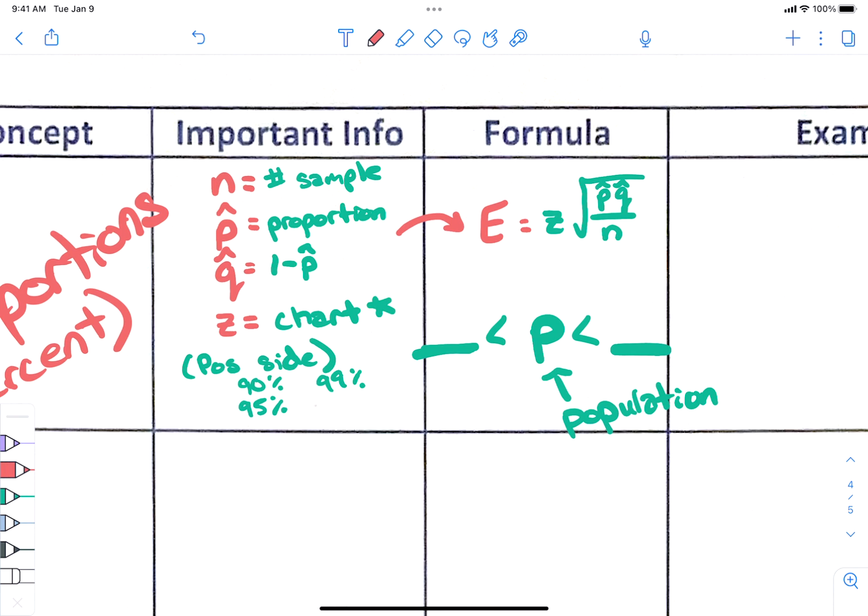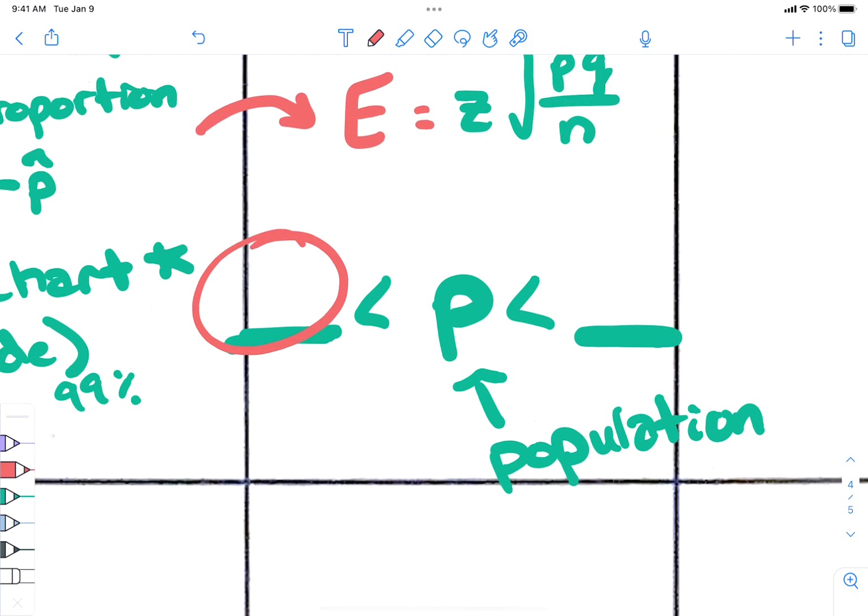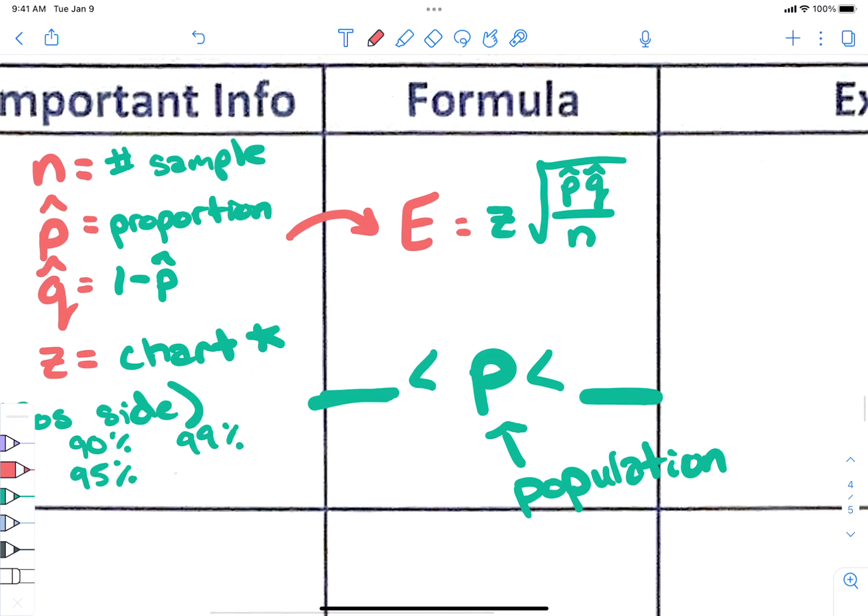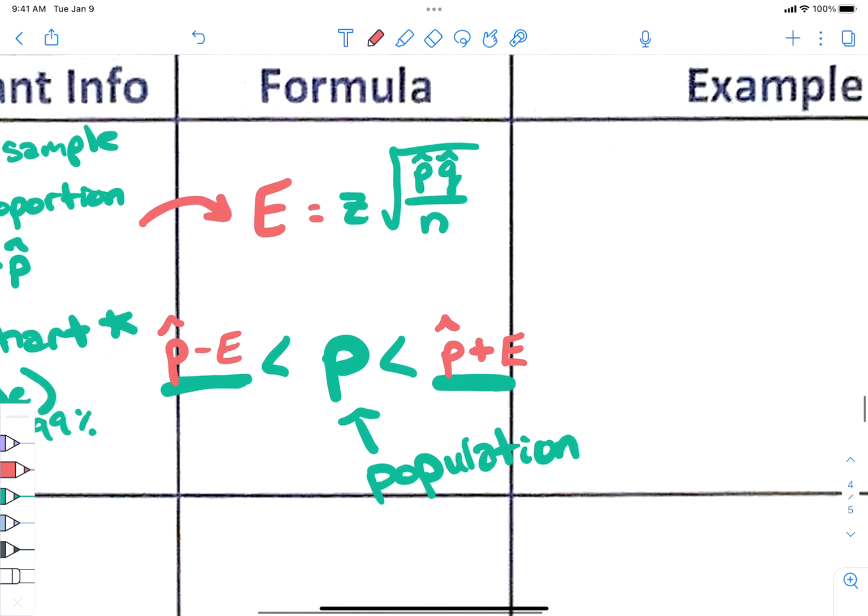So how do I calculate these numbers over here? You add and subtract the error from what? P hat, right? P hat is my estimate for the sample, so I'm going to subtract the error from that on the low end, and on the tall end I'm going to add that, okay? All right, so that's what we are interested in finding, yeah? Okay. All right, I'm going to do my example over here.